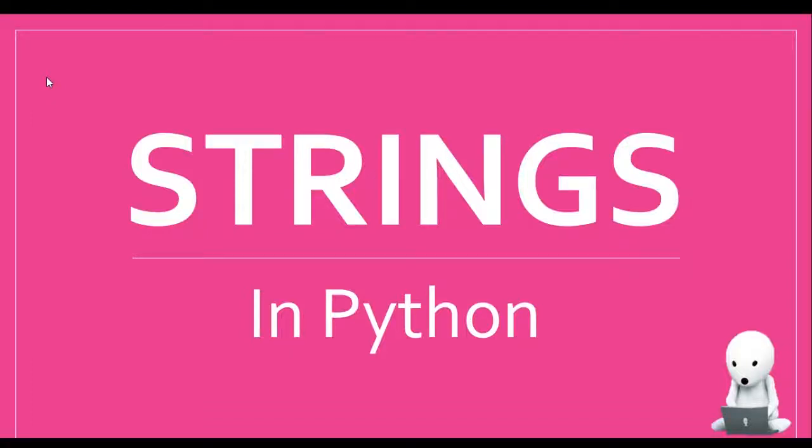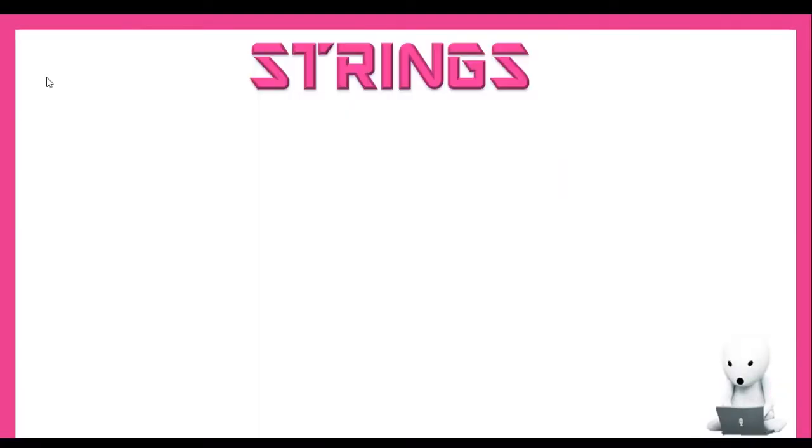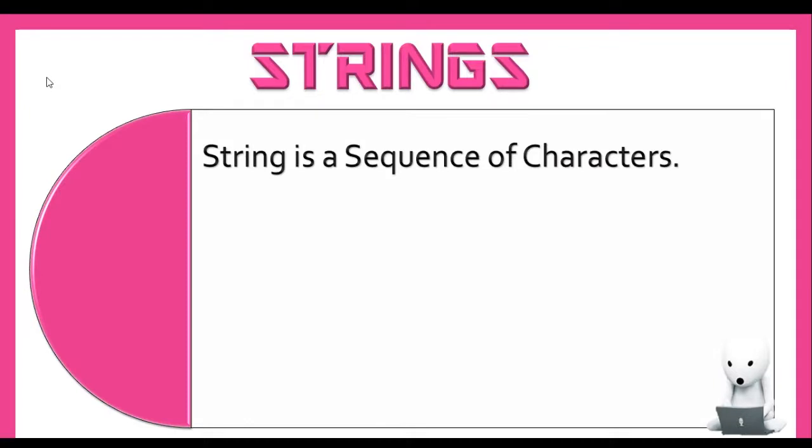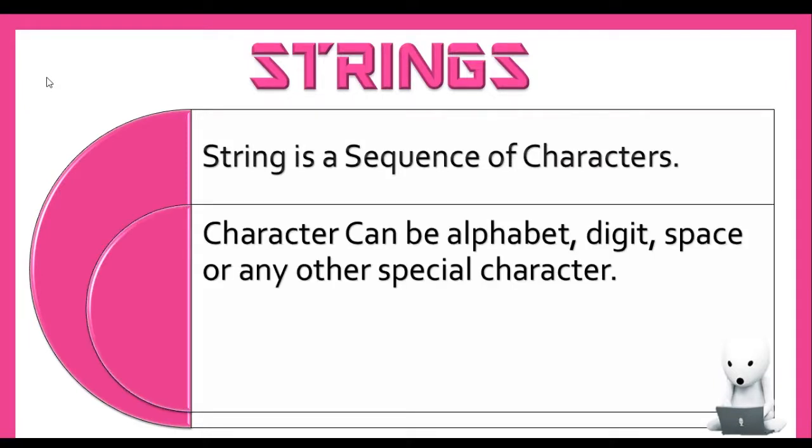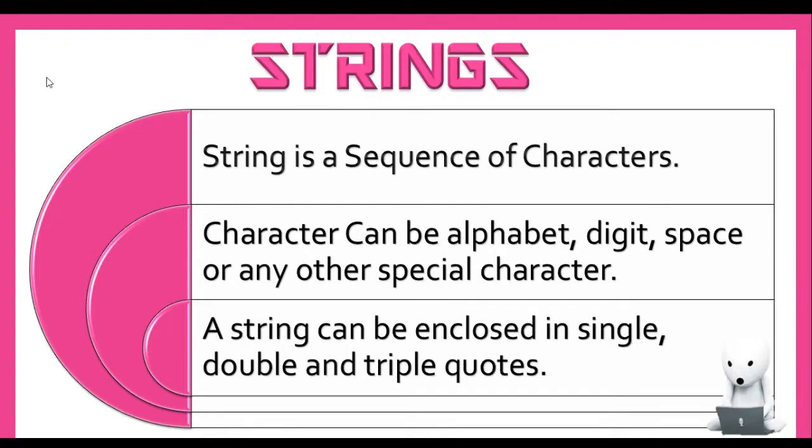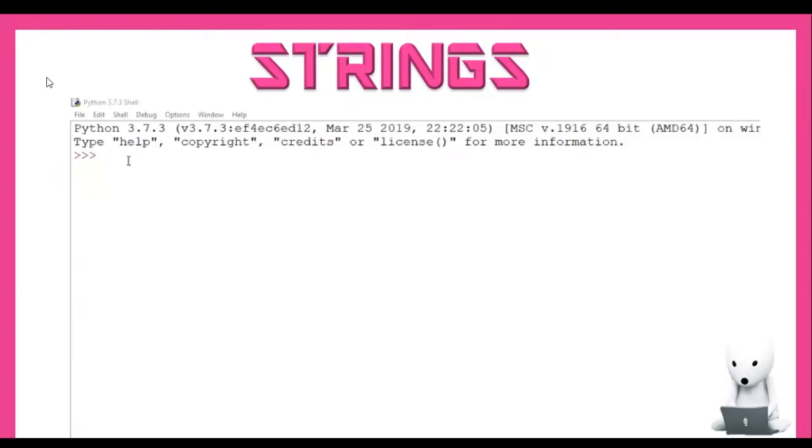In this video, we'll learn about strings, how strings can be managed or stored in Python. A string is a sequence of characters. Each character can be an alphabet, digit, space, or any other special character. A string can be enclosed in single, double, or triple quotes. If you want to declare a multi-line string, that has to be declared in triple quotes.